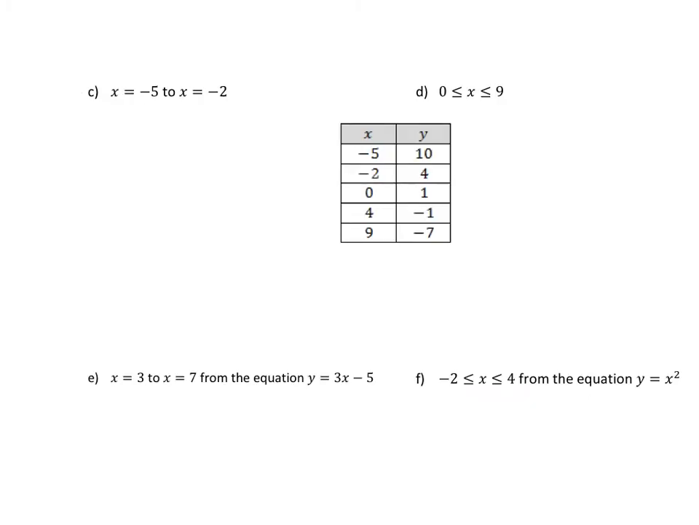For letter C and D, you're going to treat it just like you have before, only this time instead of a graph, you have a table. So for letter C, when you have x value of negative 5 and x value of negative 2, you're just going to peek over at those y values that correspond. Same thing for letter D. You're looking at your x value of 0 and your x value of 9. So you can go ahead and do letter C and D as well.